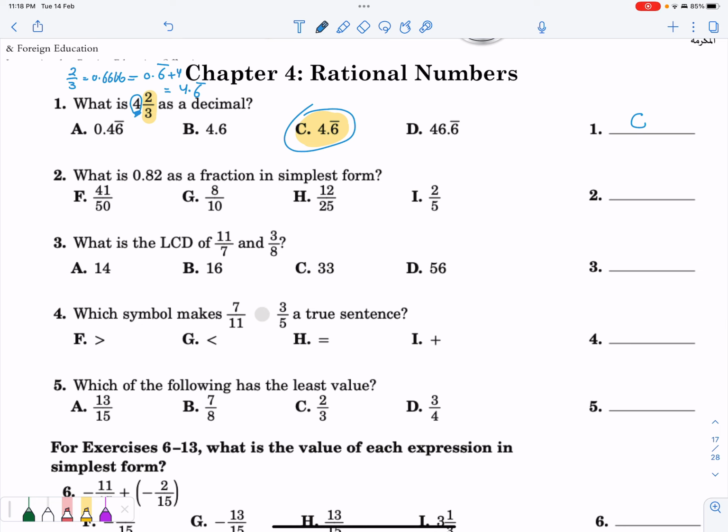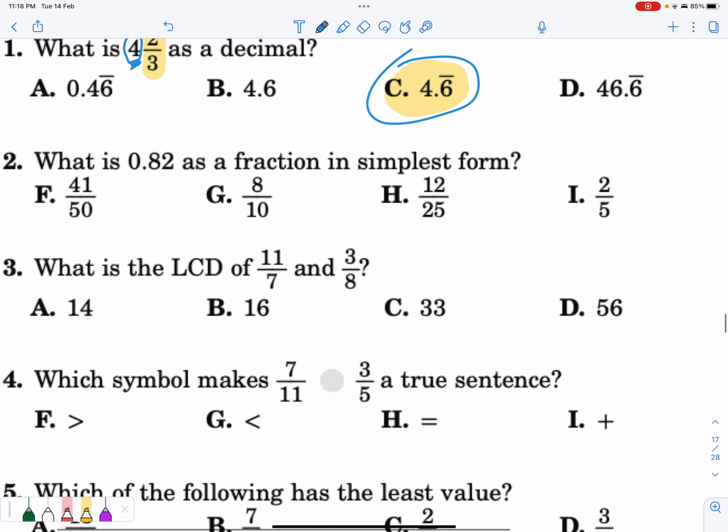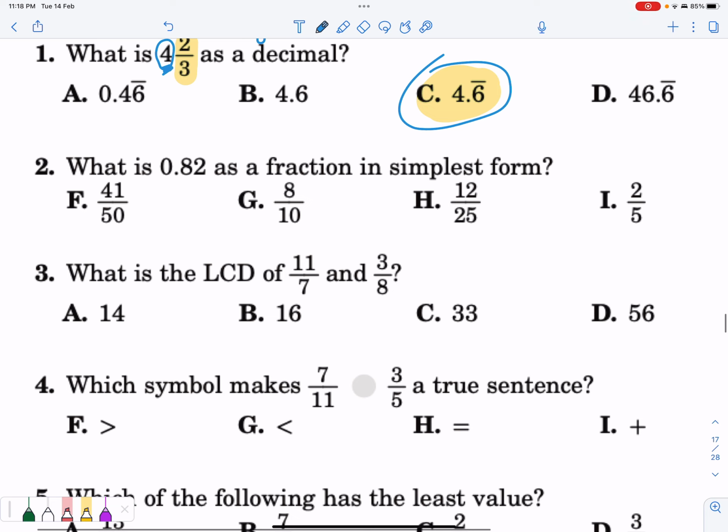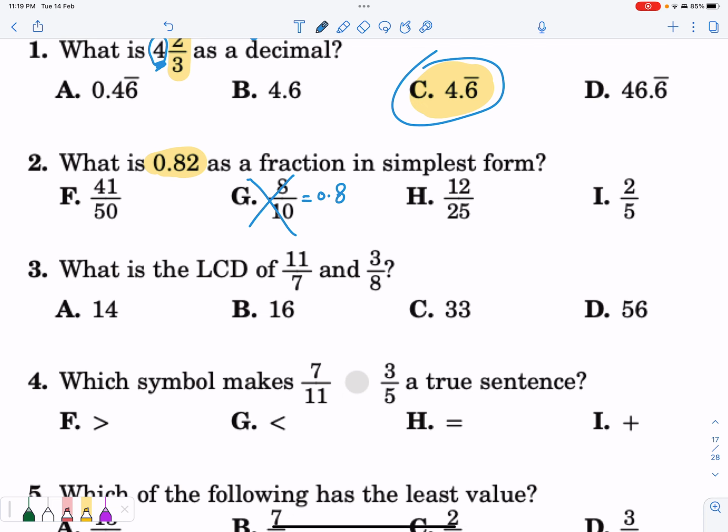So question 2 says, what is 0.82 as a fraction in simplest form? And we have a lot of fractions. For these fractions, we need to do long division to find the value of each one. But one of them, which is number D, is 8/10. We know that is equal to 0.8, right? The question is asking about 0.82, so of course that is not equal to 0.8, so we know that answer G is not correct.